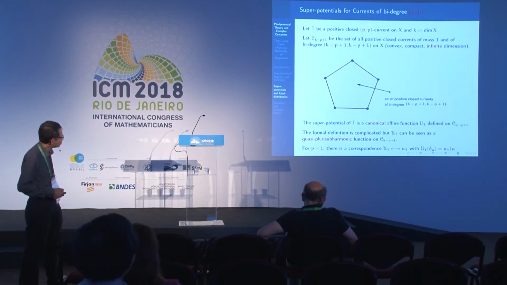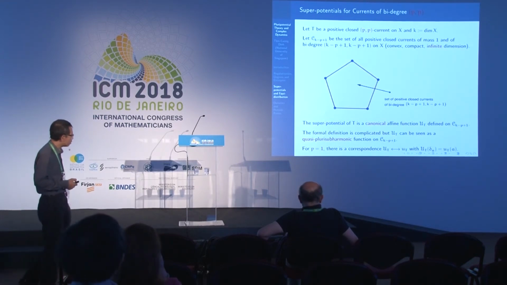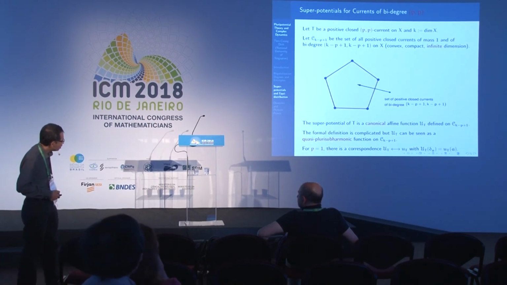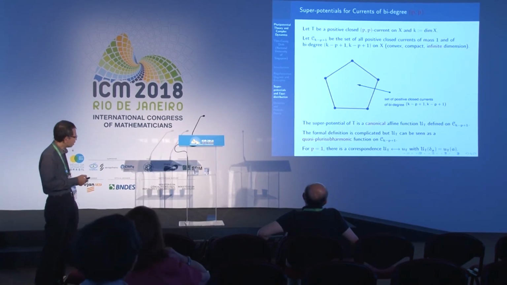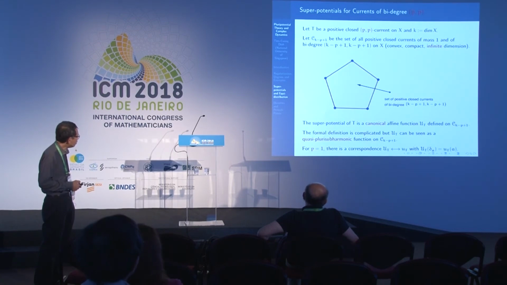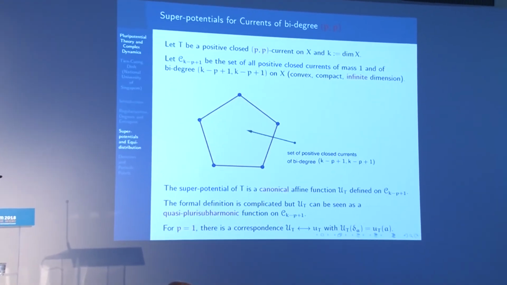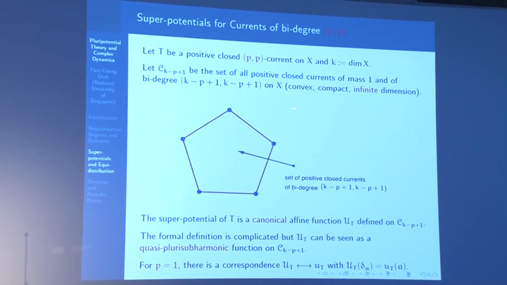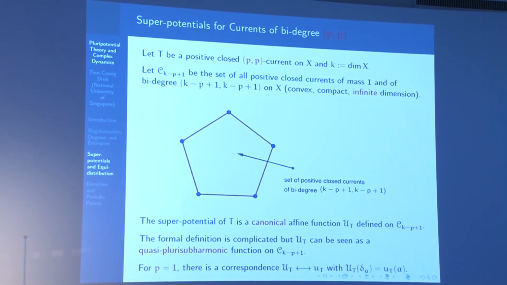The formula is a little bit complicated, so I will not introduce it here, but it's a canonical function, and it satisfies some properties. This looks like a complex manifold, and the function u_T looks like a quasi-plurisubharmonic function, so essentially like a subharmonic function. And for p equal to 1, we have a correspondence between superpotential and potential. So now we have a canonical function, and we can use this. However, the space is now of infinite dimension, and this is the main difficulty in the theory, because we don't have something like a Lebesgue measure. We cannot integrate the function and so on. This is a very important difficulty.